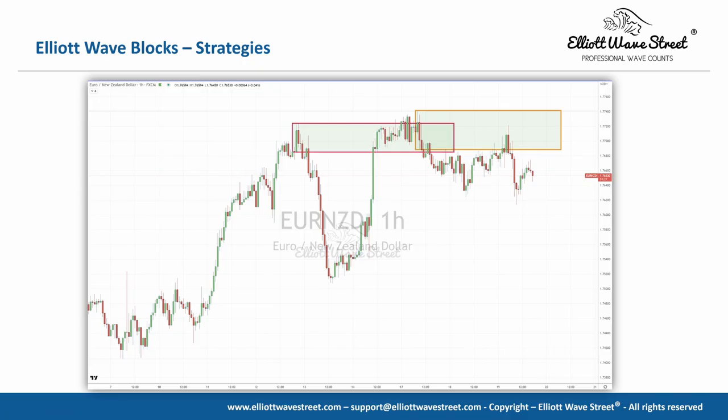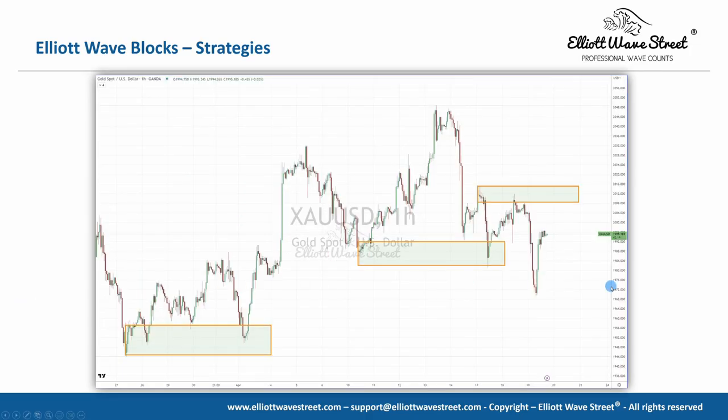Let me see. The next one is in gold. So you can see that almost all the times we have Elliott wave blocks happening. So let's have a look at this one here. We have the price moving up. There we can draw the Elliott wave block. So we have this rejection, we have this rejection, and we have this rejection. Three rejections on the same Elliott wave block. No problem. It's going to continue working.